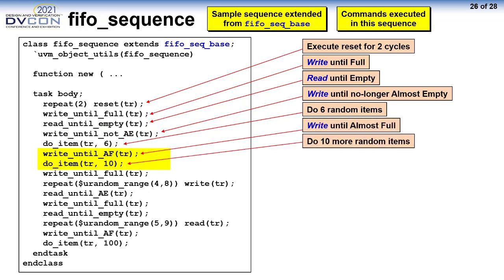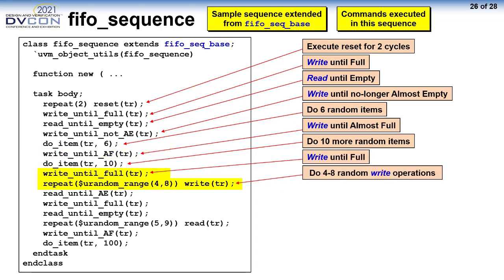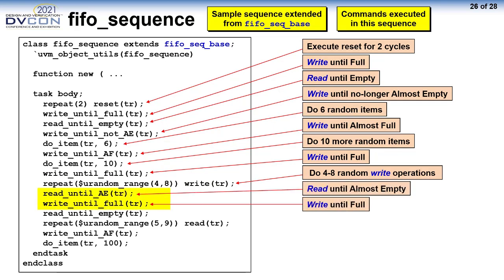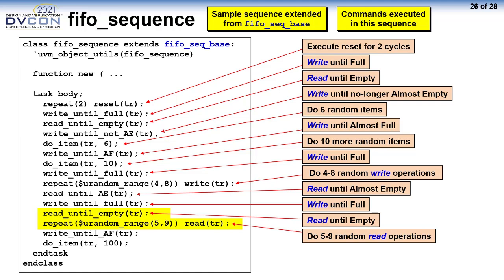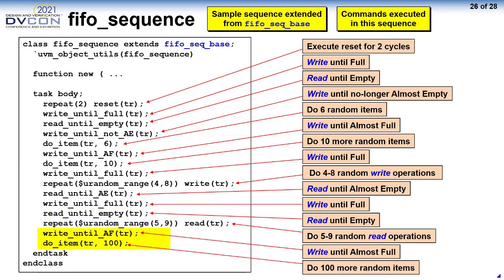Next, the FIFO is written until almost full, and 10 additional write-read operations are executed on the FIFO. After the FIFO is written until full, a random number of additional write operations are attempted to see if the FIFO will overflow. Now the FIFO is read until almost empty and then filled again. Next, the FIFO is read until empty and a random number of additional read operations are attempted to see if the FIFO will underflow. Finally, the FIFO is written until almost full, followed by the execution of 100 more random write and read operations.